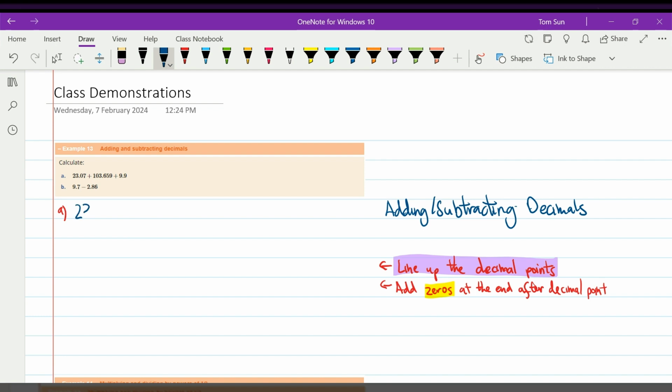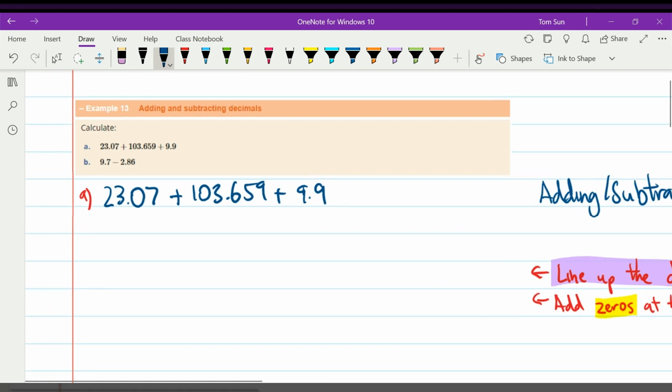We have 23.07 plus 103.659 plus 9.9. We'll write this down just so we can see it. Now, doing this question without a calculator requires us to use vertical algorithm, which you should all know relatively well because we've been covering this. You've been covering that since primary school.